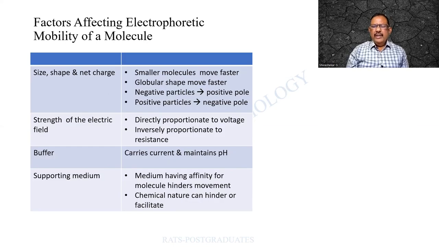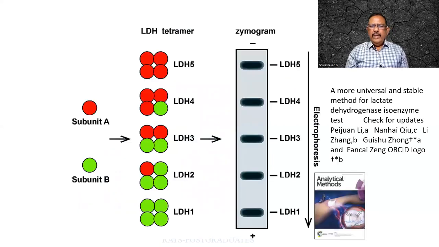So beautiful things. Maybe it is biochemistry, which I also shudder at, but easy for us to understand. Depending on the size, the shape, the charge, then the strength of the electric current, the buffer solution, supporting medium, and the chemical nature, these are the factors that affect the electrophoretic mobility. This is something that you would have read in your biochemistry. I would have also read it, and then we have forgotten because we are going into other things.